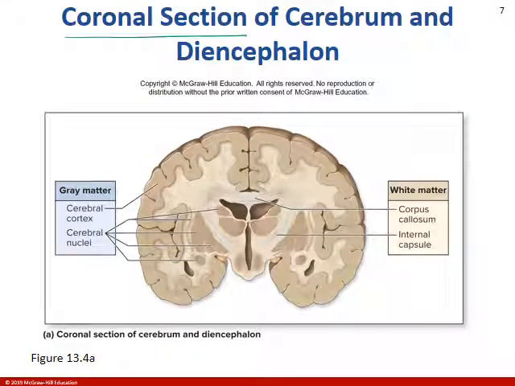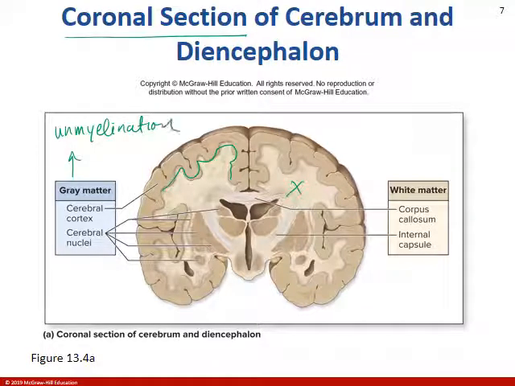Here we're looking at a coronal section of the cerebrum. You can see here that there is both gray matter and white matter. The gray matter would be unmyelinated neurons.